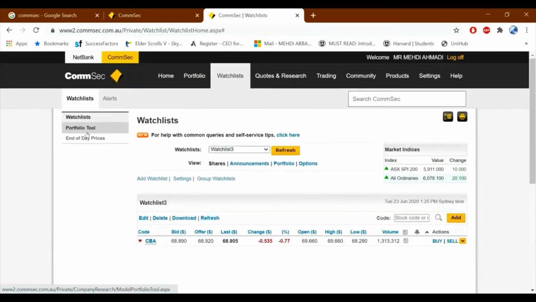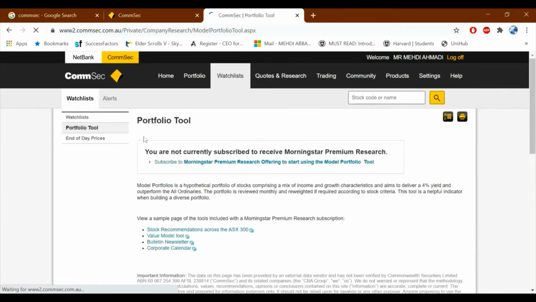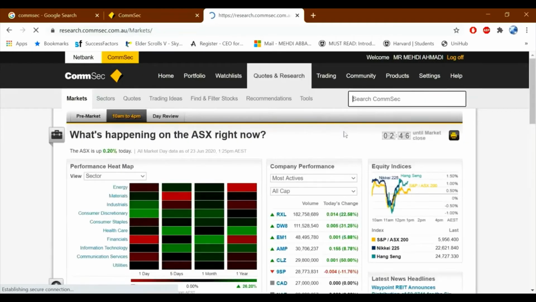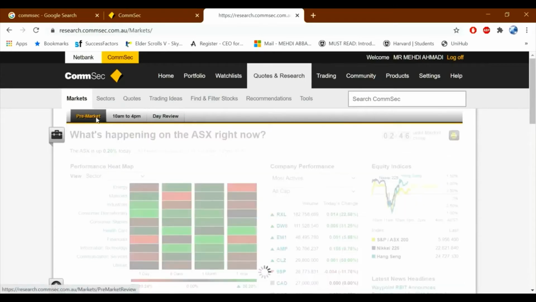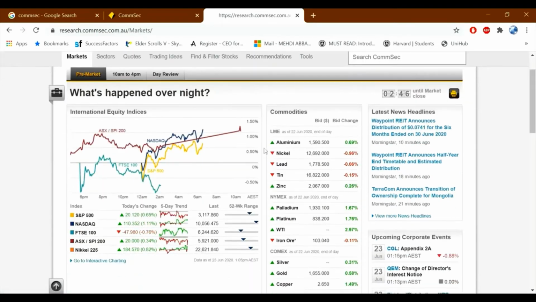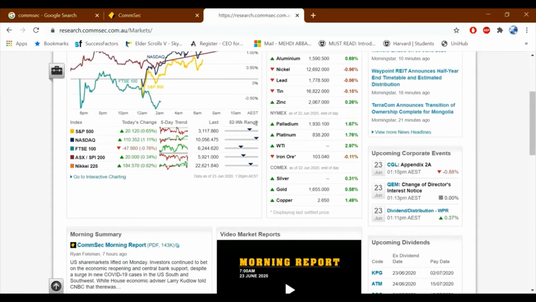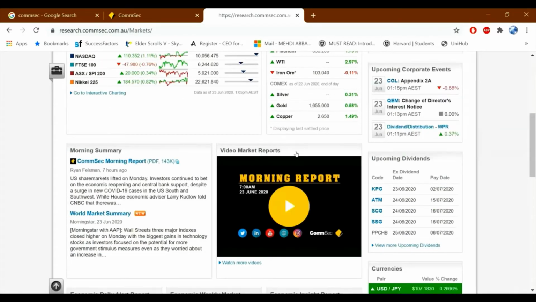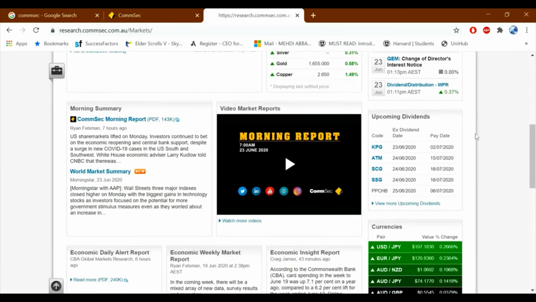That's it. And you go to codes and research. This is where you can do your research for the day. There is pre-market, if you want to study what happened in other markets before. You can look at the charts here. You can check the commodity prices, and also the upcoming events and dividends.